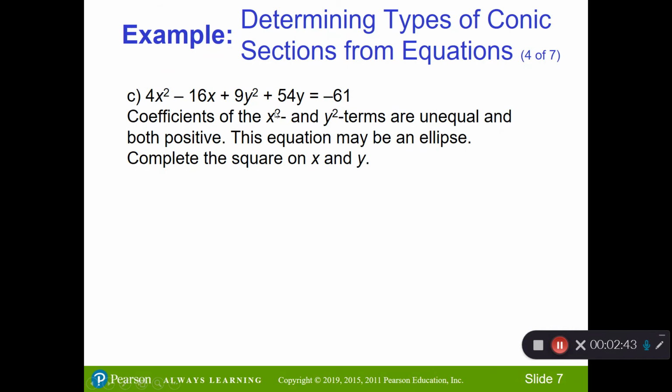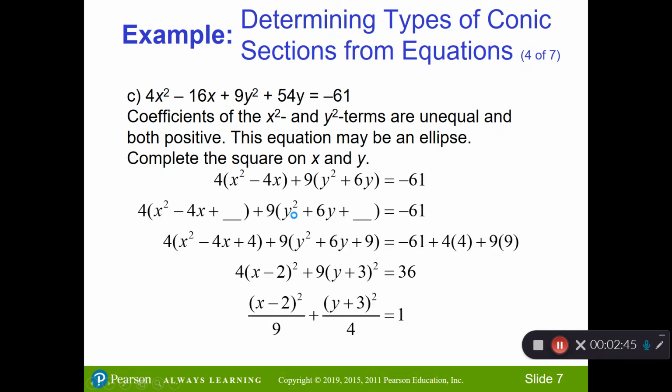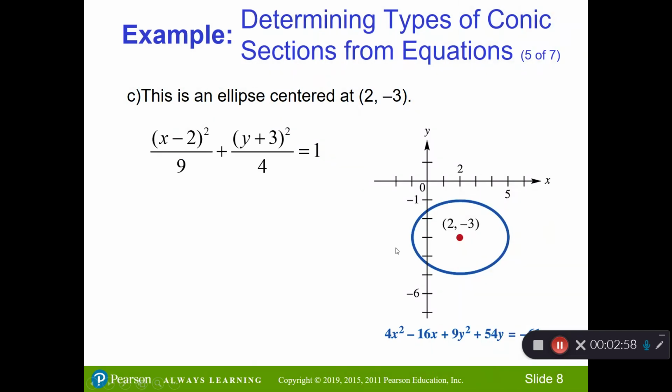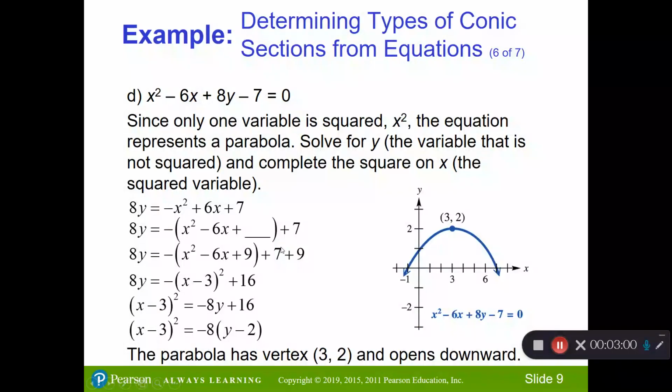Here, I'm going to do the same thing, complete the square on both of these terms. So I have to factor the 4 out of those terms first and factor the 9 out of those terms first, then complete the square on each. Go ahead, get it equal to 1. This is the perfect form for an ellipse. So there is our ellipse and the information that goes with it.